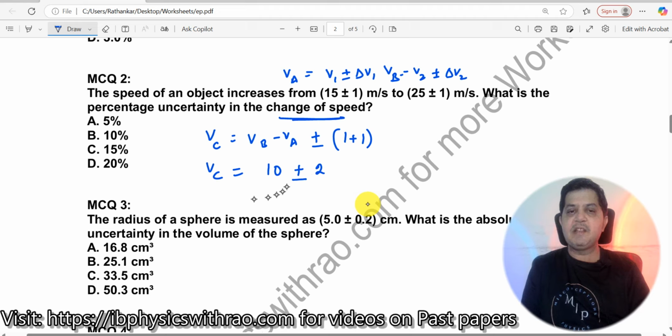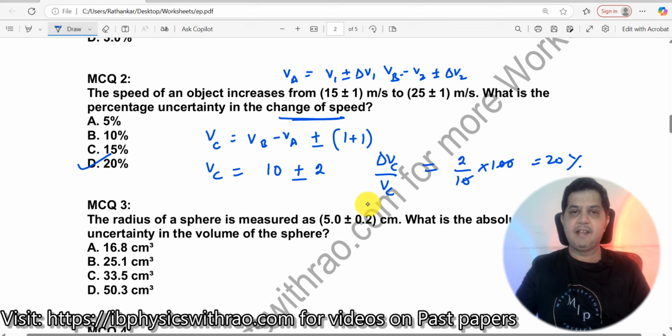Now you need to calculate the percentage uncertainty for this value. I can now write delta VC by VC multiplied by 100, which is equal to 2 divided by 10 multiplied by 100. So you get 20%. So the answer should be 20%. D is your right answer.